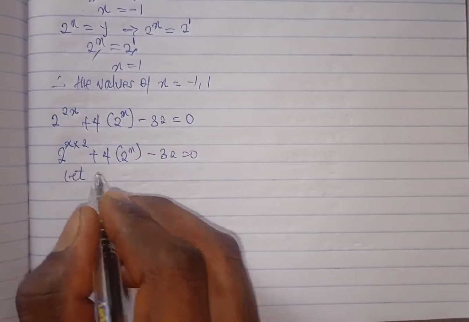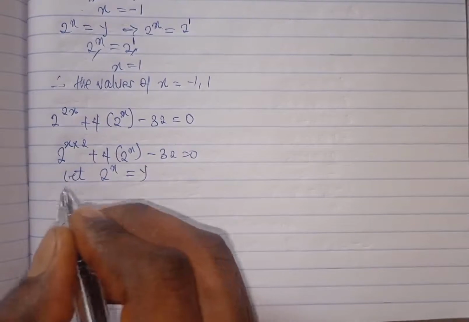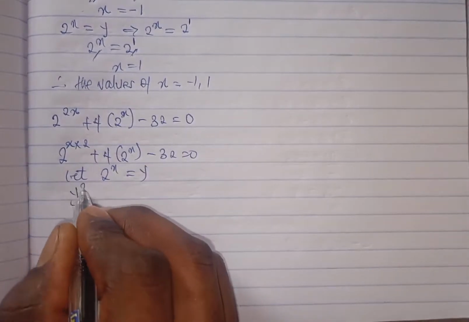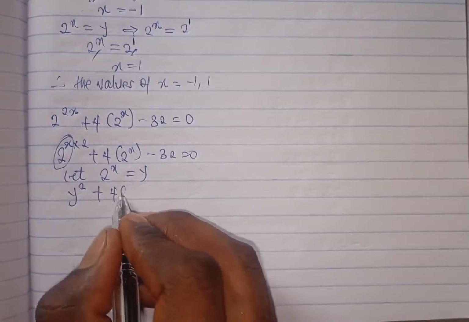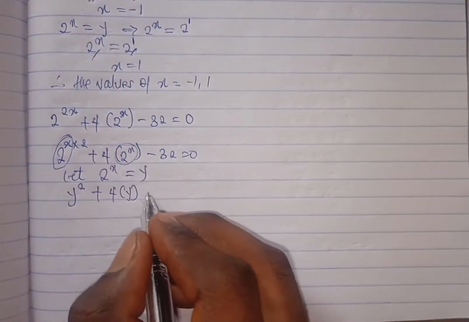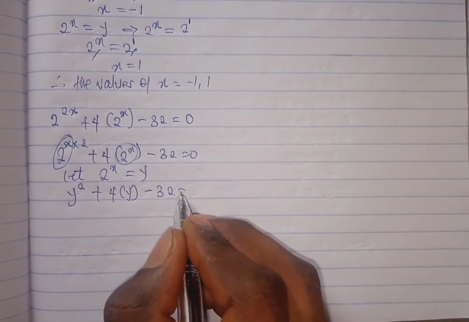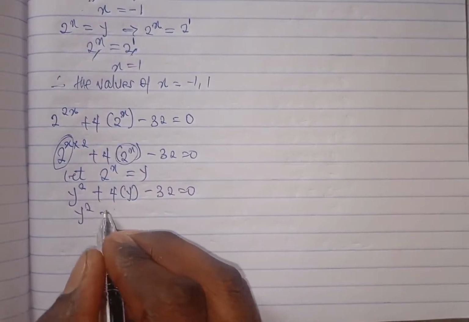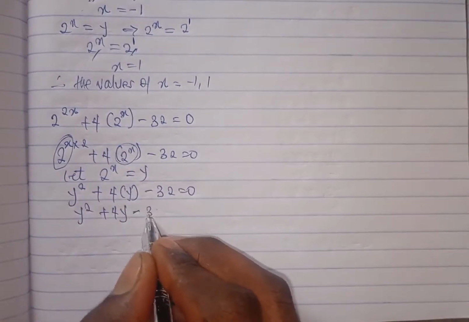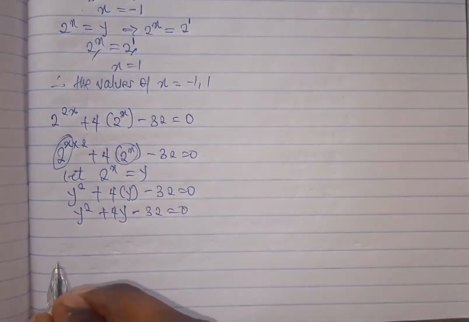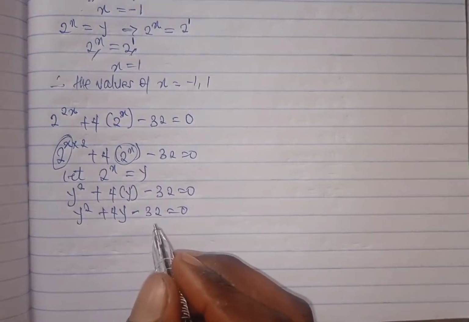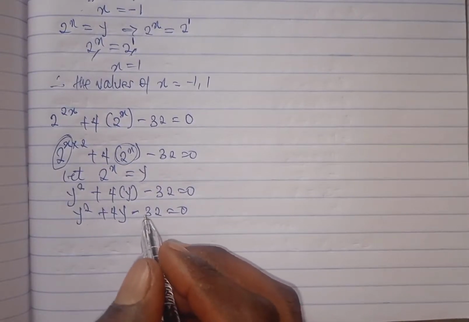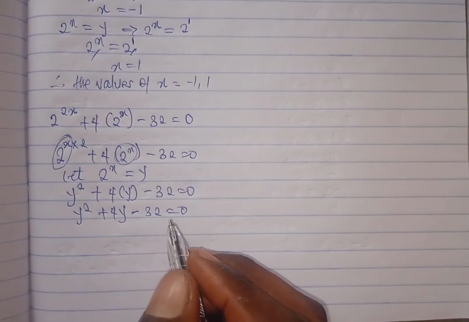Just say let 2 raised to the power of x be equal to y. So you are going to have y raised to the power of 2, because this will become y, then plus 4 into y. This will also become y, then minus 32, which is equal to 0. Then you have y squared plus 4y minus 32 is equal to 0. Now, you factorize or you solve it. You solve it using either the formula method or the factorization method. But the shortest one is the factorization method.